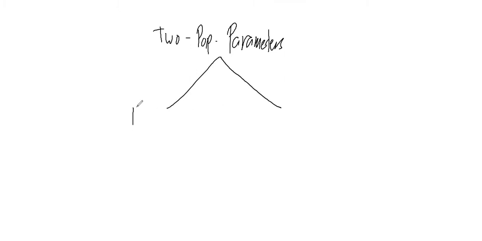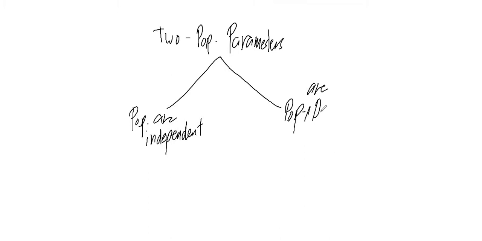Now, doing hypothesis test on two population parameters will be divided into whether the populations are independent of each other or the populations are dependent of each other. So what do we mean when we say independent or dependent?